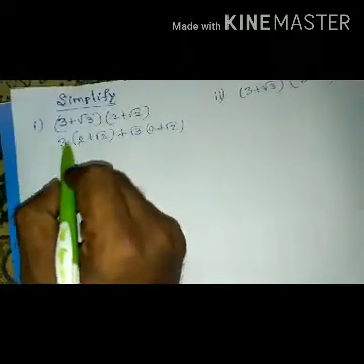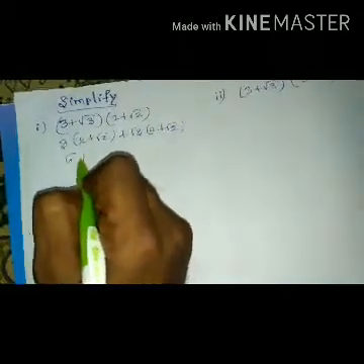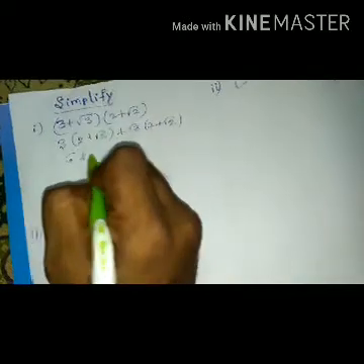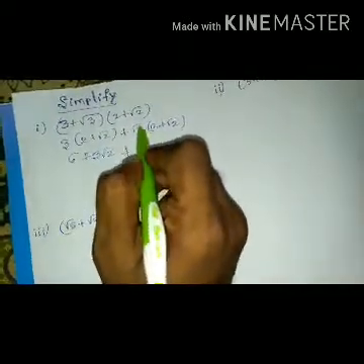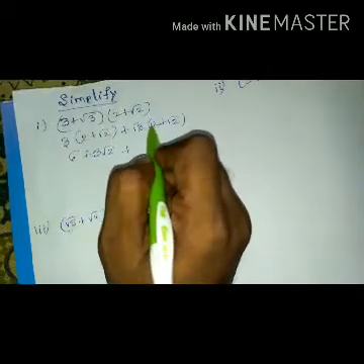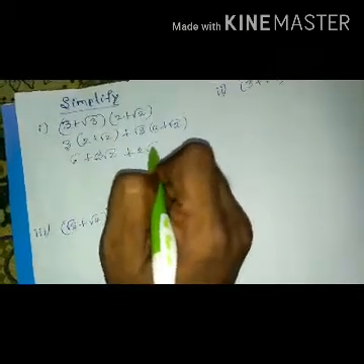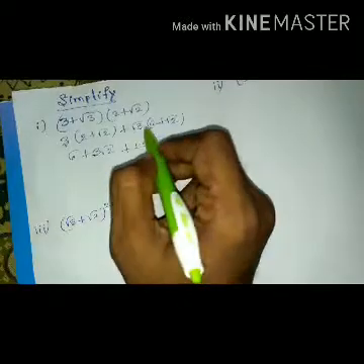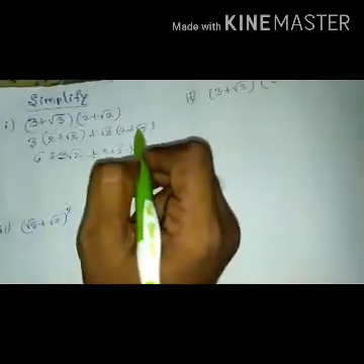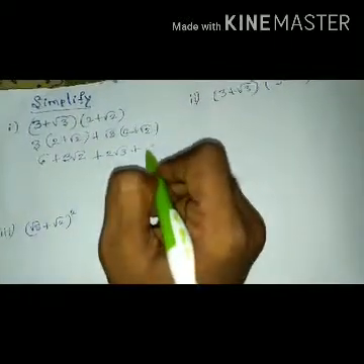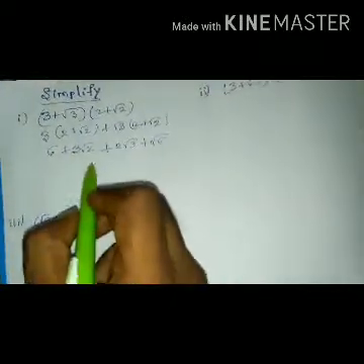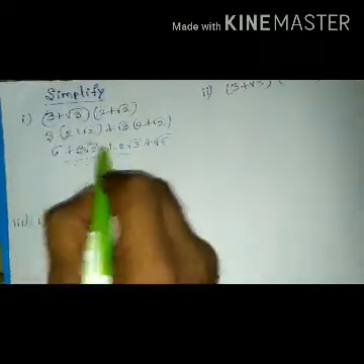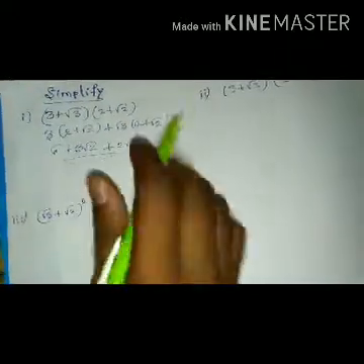So multiply these two. 3 into 2 is 6, plus 3 into root 2 is 3 root 2, plus 3 into root 2 or 2 into root 3, both are the same, so 2 root 3, plus root 2 into root 3 means root of 3 into 2, and 3 into 2 is 6, so square root of 6. So it is the product of these two binomials.